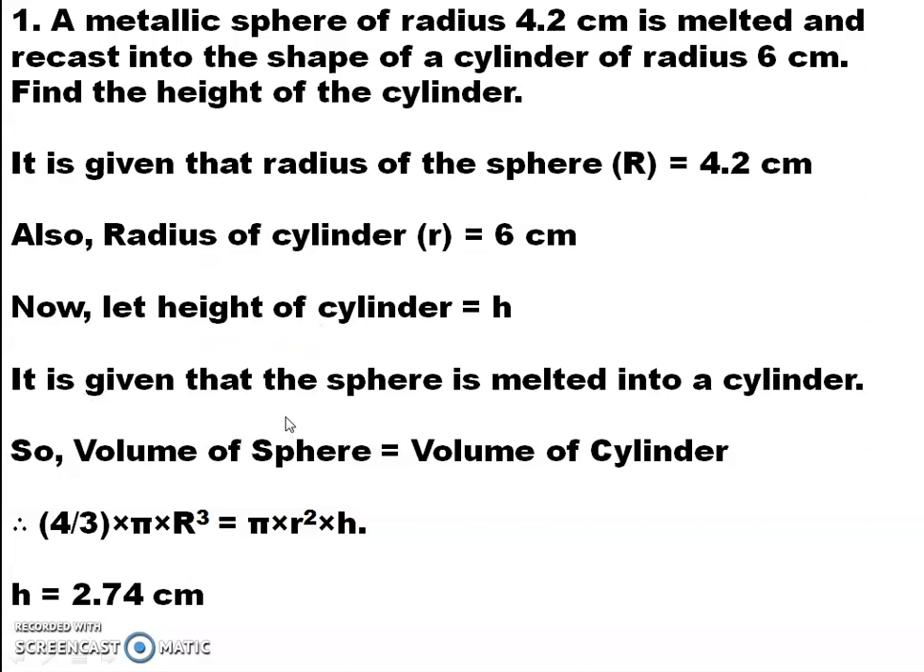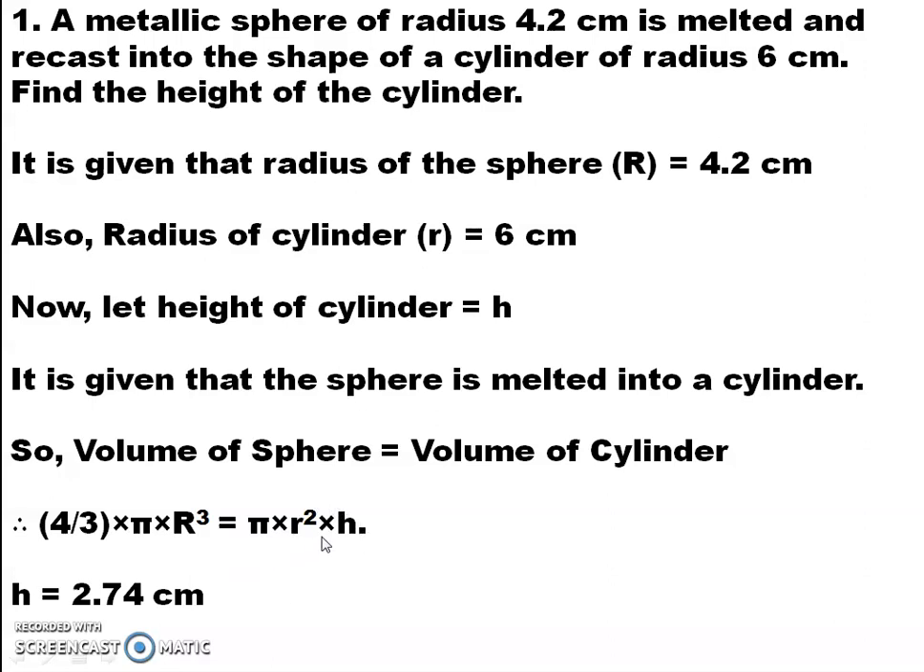It is given that the sphere is melted into a cylinder. When you convert a solid shape to another, the volume remains the same. So you will equate the volume of sphere to volume of cylinder. What is the formula for volume of a sphere? 4 by 3 pi r cube. Volume of cylinder is pi r squared h.